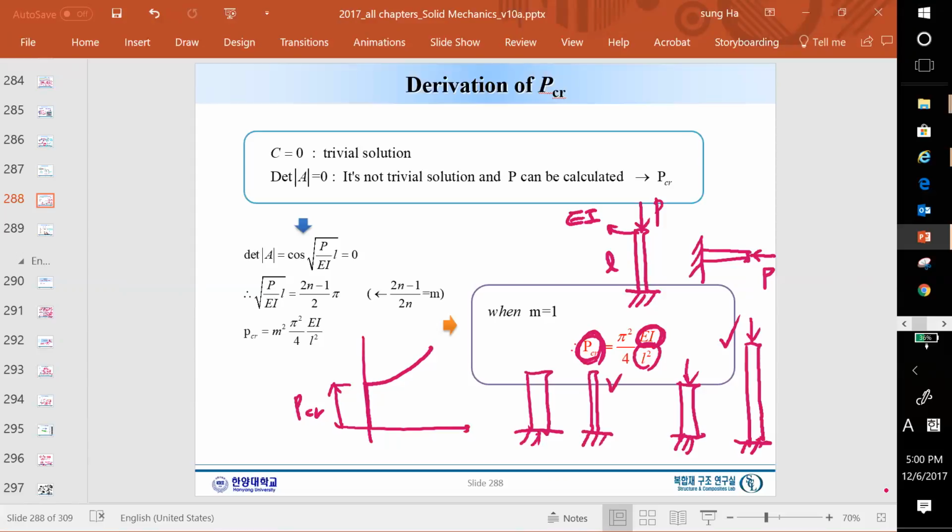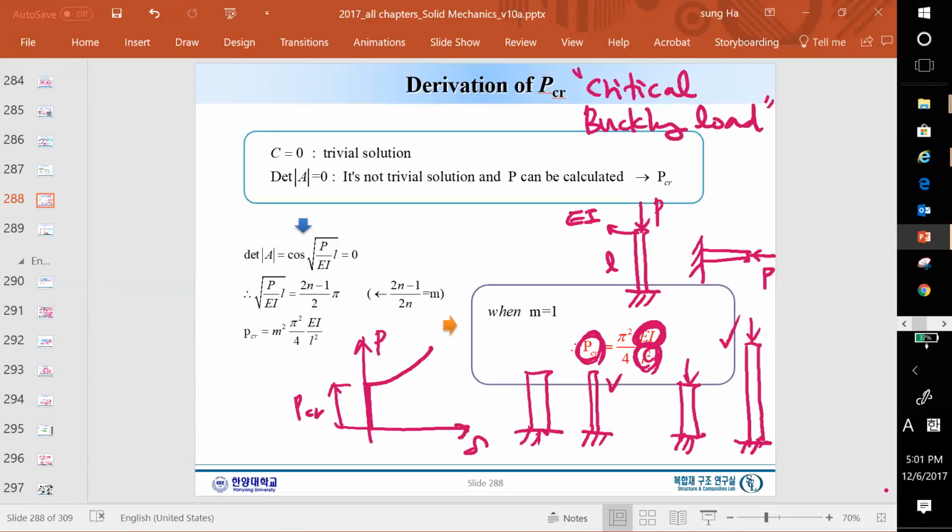So all you need to remember is that the critical load is proportional to EI over L squared. Please pay attention, squared. This is the equation you need to have in mind: P critical, the critical buckling load.